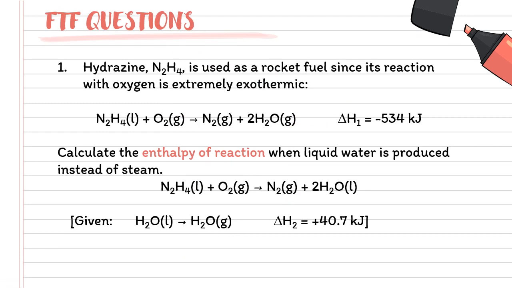Moving on to face-to-face questions with the same learning objective as in the non-face-to-face questions. Hydrazine, N2H4, is used as a rocket fuel since its reaction with oxygen is extremely exothermic. Given to you is the thermochemical equation of N2H4 in liquid state reacting with oxygen gas to form nitrogen gas and 2H2O in gaseous state, with delta H of negative 534 kilojoules. It is easier for you to put a number for each of these delta H so that you won't be mistaken with any other enthalpy. Next, calculate the enthalpy of reaction when liquid water is produced instead of steam.